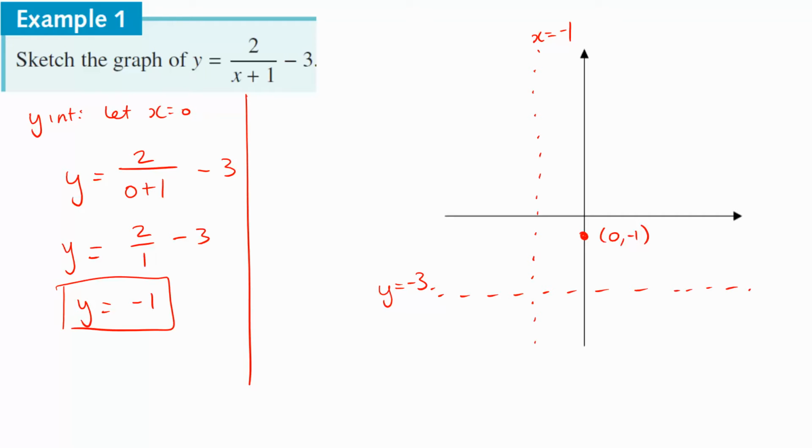Now if you want to find your x-intercept. Y is 0. So here we go. X-intercept, let y equal to 0. So let's do this one. I'm going to let y equal to 0. So y is equal to 0, and we have 2 over x plus 1, minus 3.